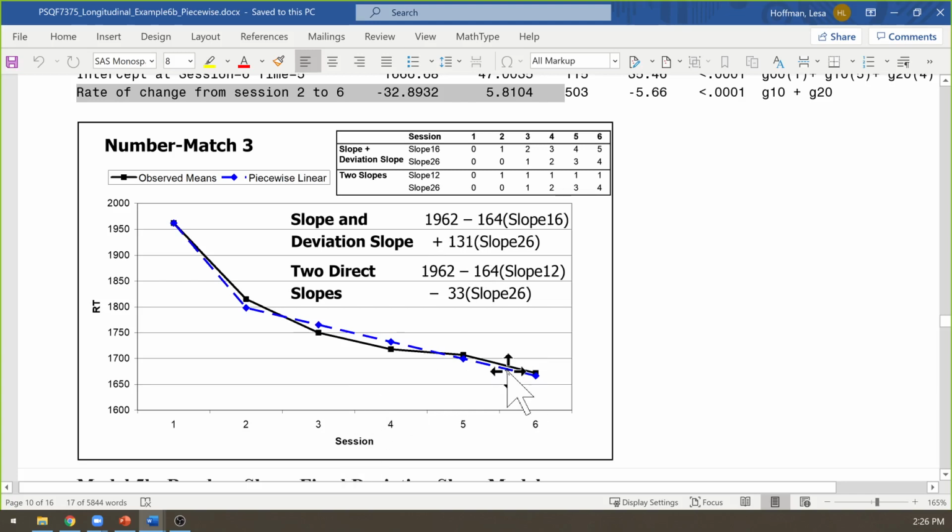So each model can give us 2 out of the 3 terms that we might be interested in with respect to the slopes and the difference between them. And you could have set it up the other way, where the model gave you the rate of change from 2 to 6 directly and the difference in the rate of change from 1 to 2. You could have coded it the other way too.